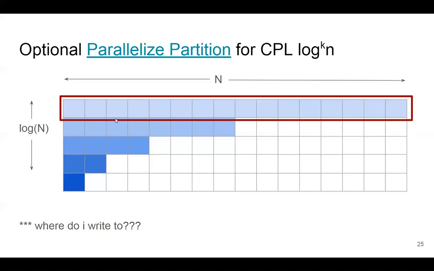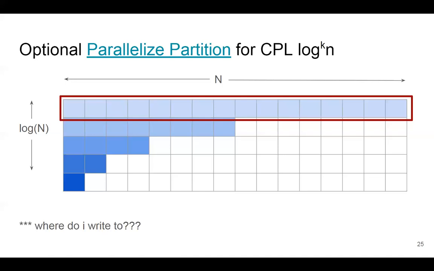And one of the things I'll throw out there is that there's an opportunity for an optional extra credit: parallelize this partition step. Just like you could parallelize merge sort's combine, you can parallelize this step. And I'll leave that as an exercise for everyone to think about.